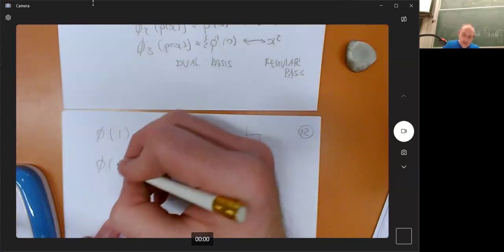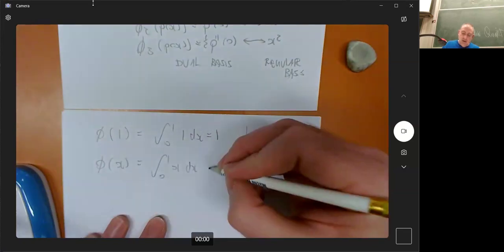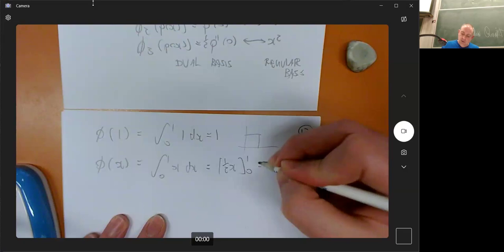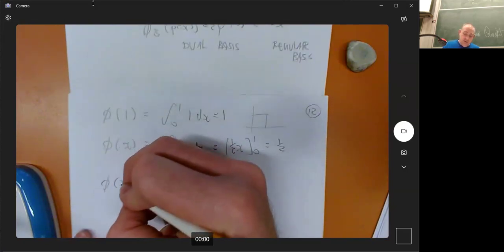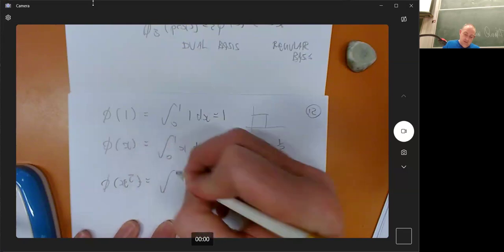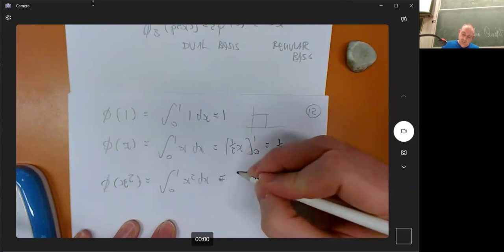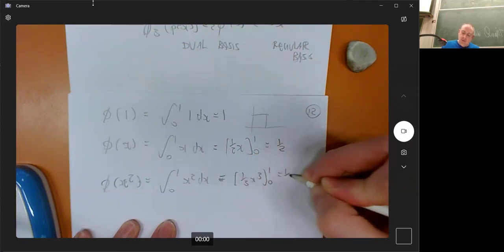And phi of x is the integral from 0 to 1 of x dx. I'm just going to do that. So half of x squared from 0 to 1, which is a half. And phi of x squared is the integral from 0 to 1 of x squared dx, which is a third of x cubed from 0 to 1, which is a third.